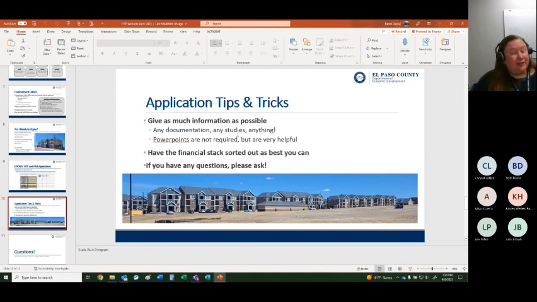PowerPoints are not required, but they are very helpful. If you're asked to do a presentation to the Housing Authority, PowerPoints would be, I don't want to say required, but they can be helpful at that point, but you can send them earlier as well. Have your financial stack sorted out as best you can. Again, they want to see that you've at least thought out where you're going to get the funding from, if not already applied or put together some general numbers for that.